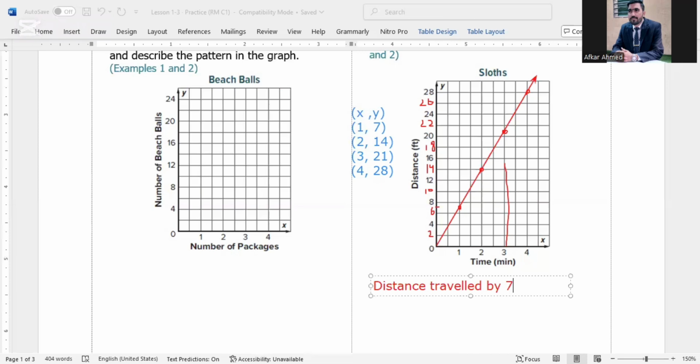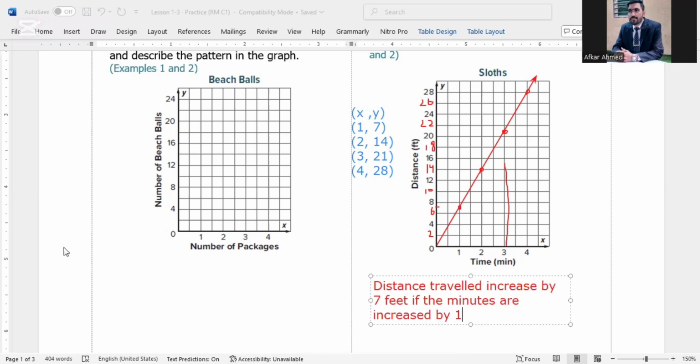So, the distance traveled increases by 7 feet if the minutes are increased by one. Again, if the time increases by 1 minute, the distance traveled will be 7 feet. You can use your own wording. There is no issue, just describe the relation between the graph.